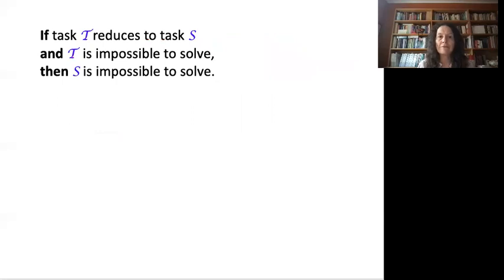The other part of the title is reductions. Reductions are used throughout theoretical computer science to transform impossibility results from one task to another. Specifically, if some task T reduces to another task S, and T is impossible to solve, then so is S.